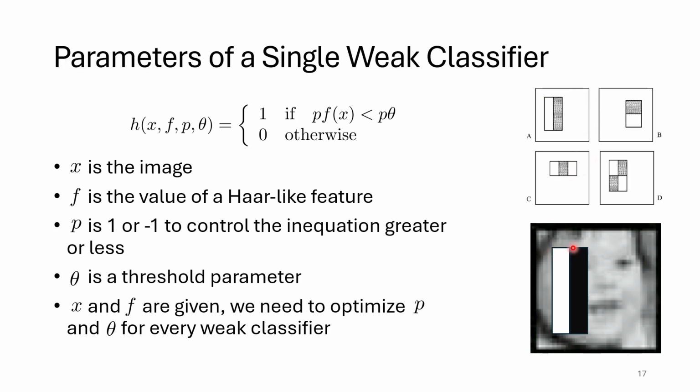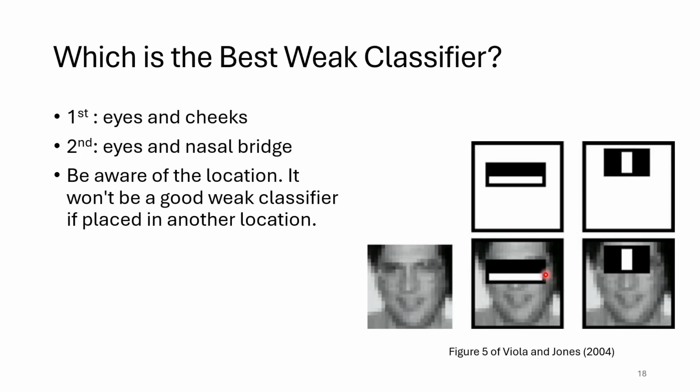For example, if they place shape A here, they will create a value. If the value matches this criterion, they will treat the image as yes, this is a face, or it is not a face. So it is a very weak classifier for deciding whether this is a face or not. However, we say there are more than 160K weak classifiers. Some of them are very effective. For example, these are the 2 best effective weak classifiers they found in their paper.